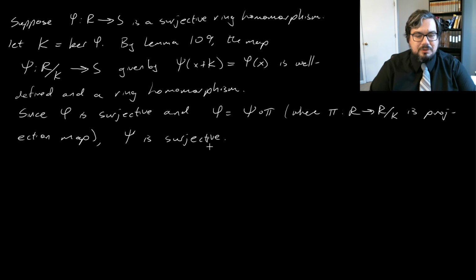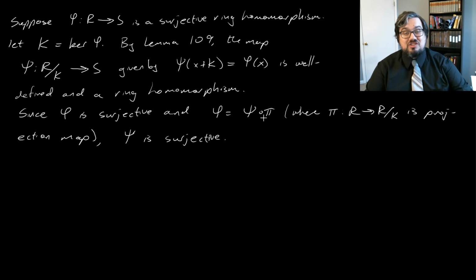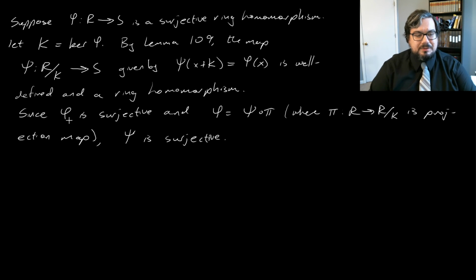We had this result way back in chapter 1 that if a composition of functions is surjective, then the last function to apply must be surjective. So since we know that phi is surjective and it's equal to this composition, then psi must be surjective. All right, so then we want to show that psi is injective. We're going to do that by showing that the kernel of psi is just the 0 ideal.